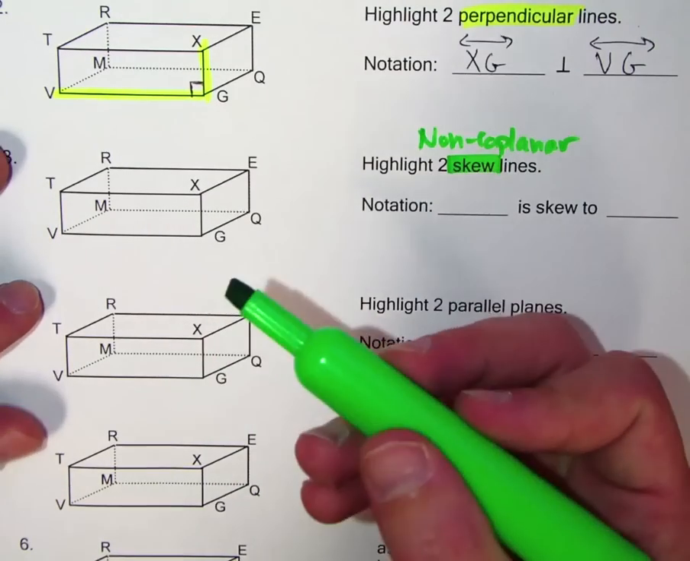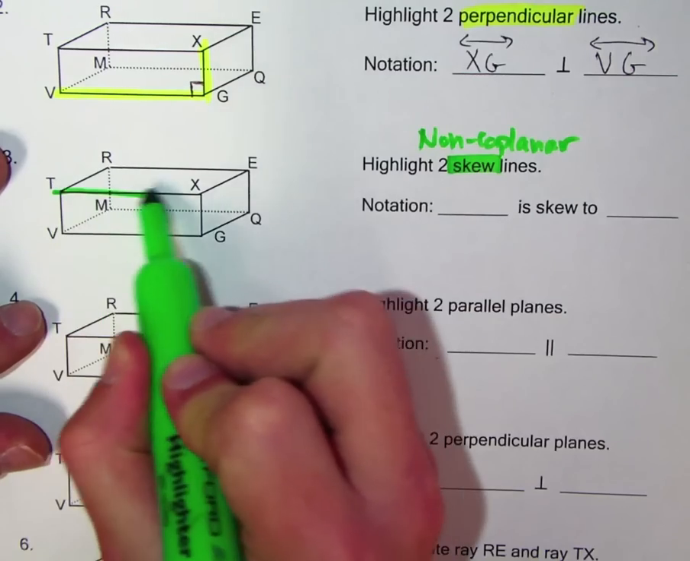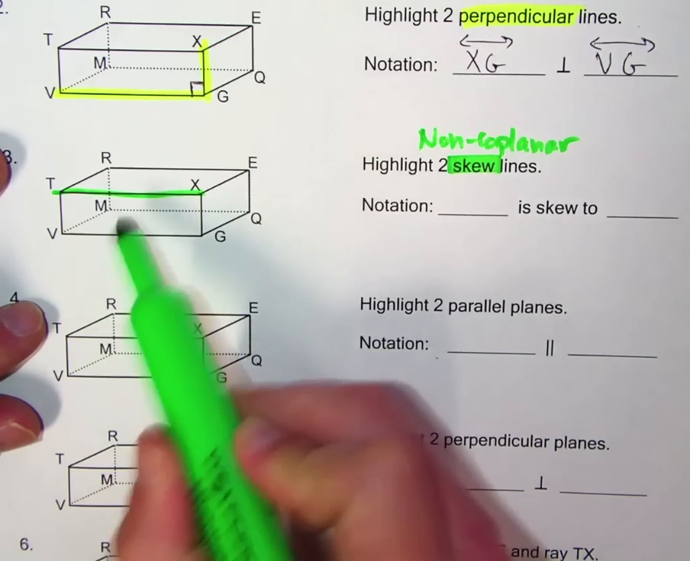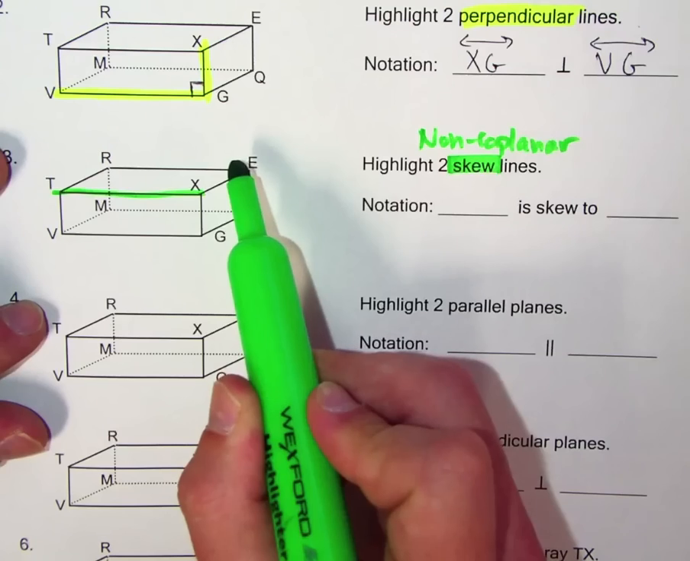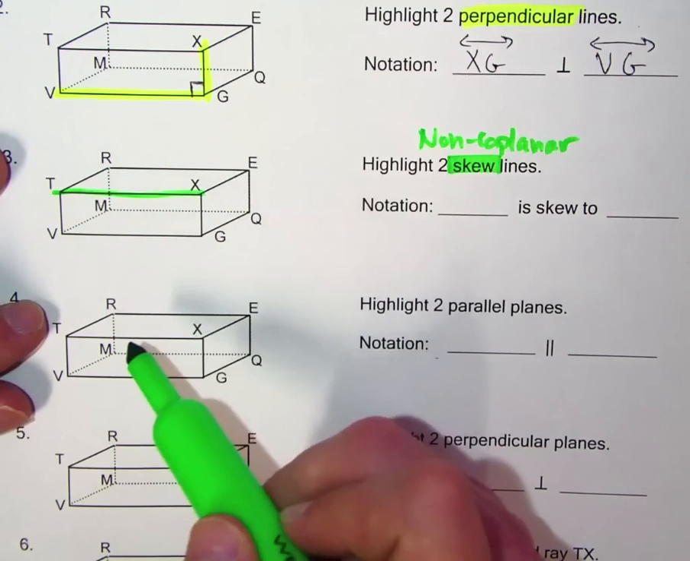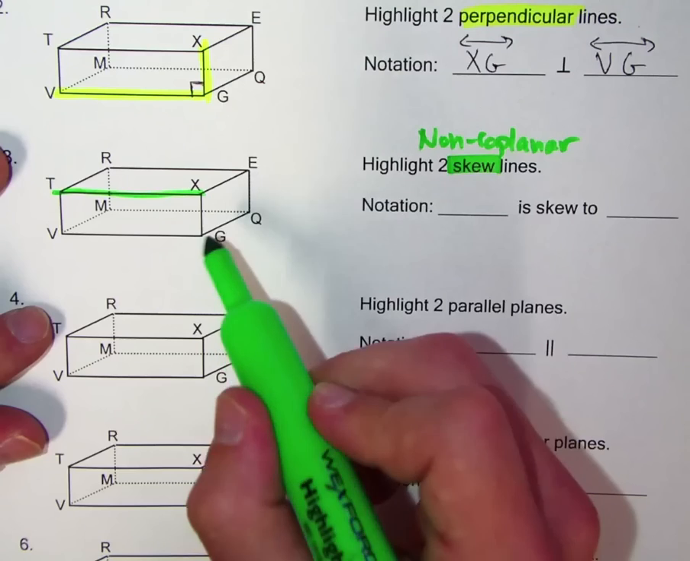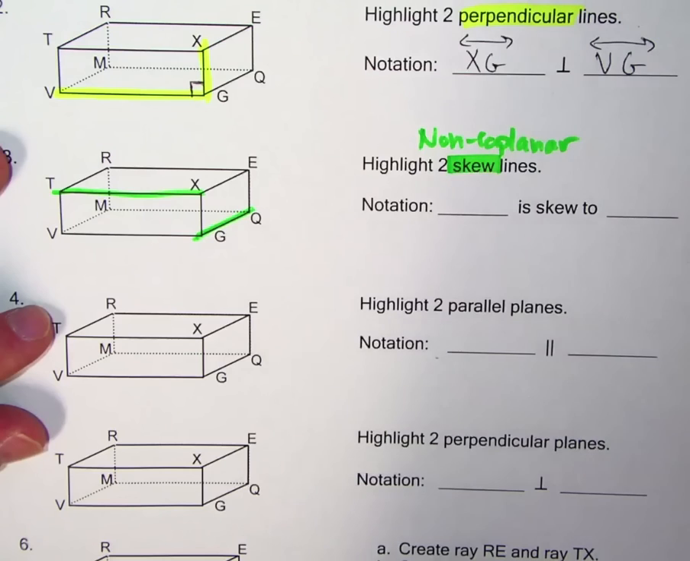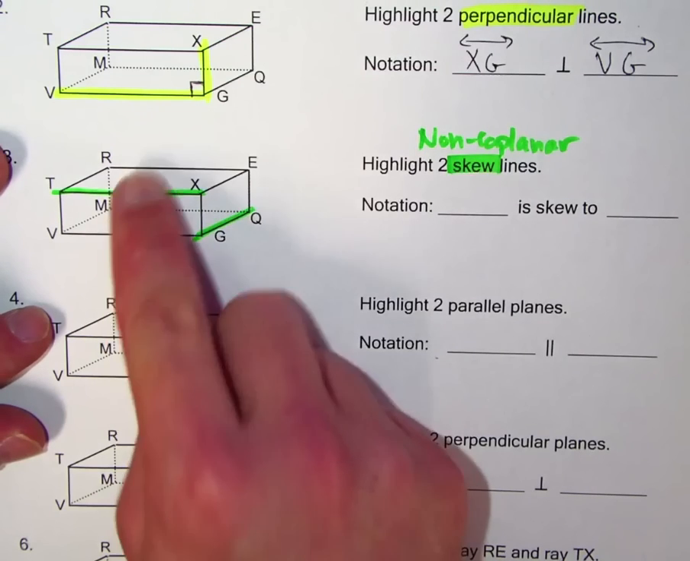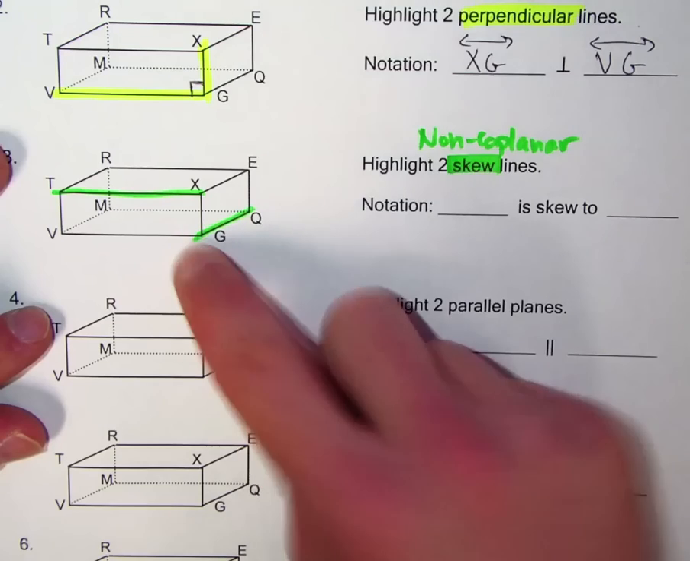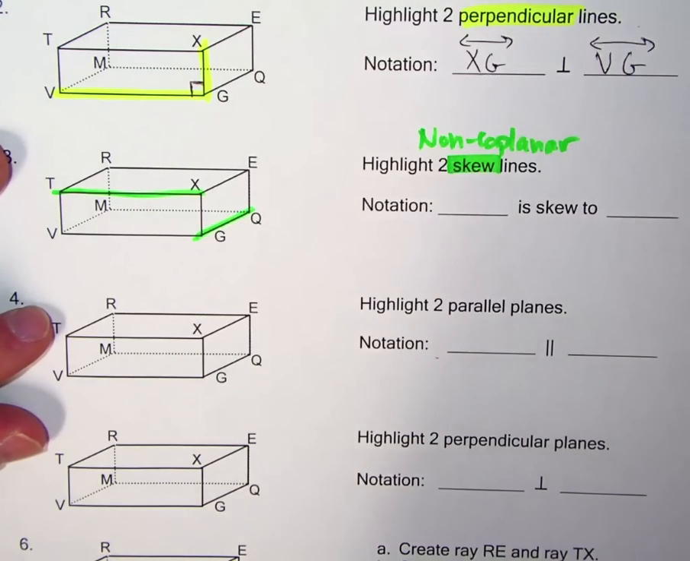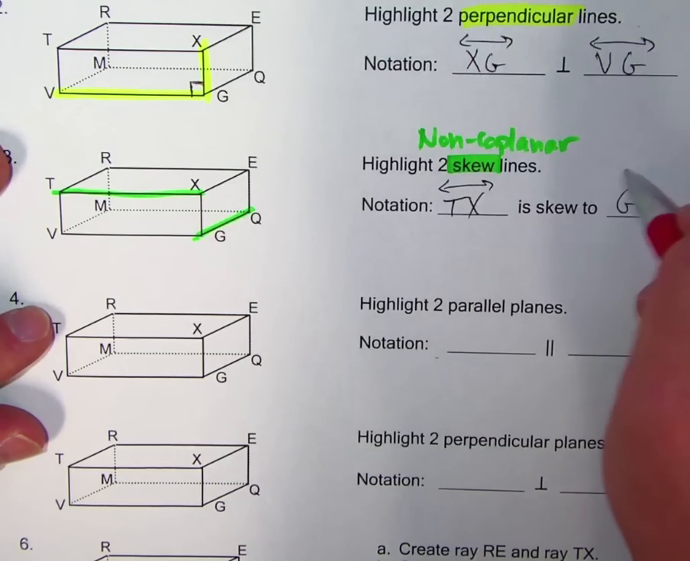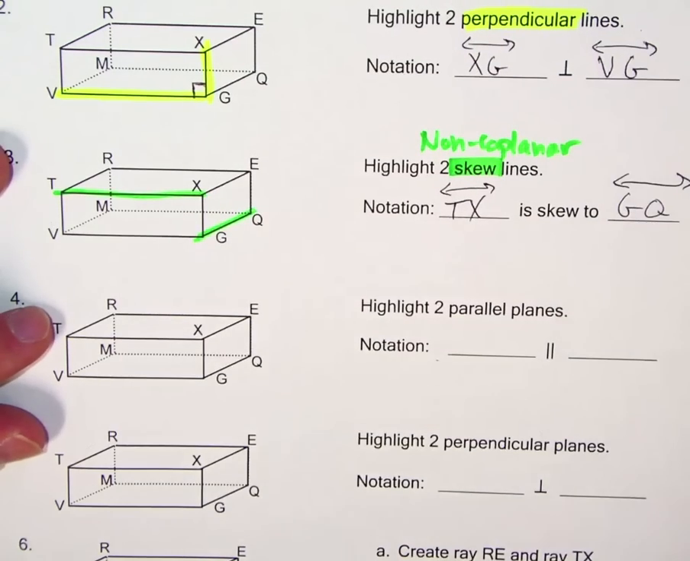How about we start with line TX? Can you say VG? No, because it's in the front plane. Can you say RE? No, because it's in the top plane. Those are parallel lines. But if I come down here and I choose GQ, those are skewed because they're in different planes. The first green line is in the top plane, while this green line is in the bottom plane. Okay, it's so important. So line TX and line GQ are just one example. You could see if you can find others.